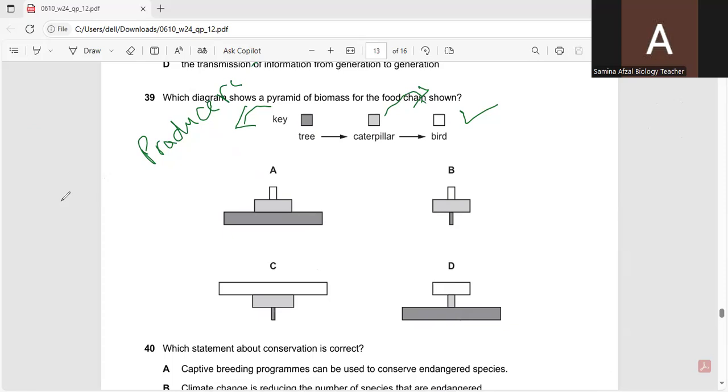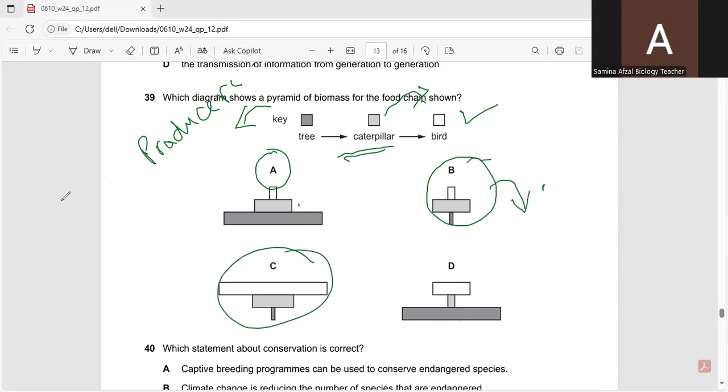So it will be at the base, and caterpillar will also have larger biomass in comparison to bird. So it will be on the second, and the bird. So A is the correct option. In B, you can see it is showing the pyramid of number. Again, it is showing the pyramid of number, and these three are showing the pyramid of number.